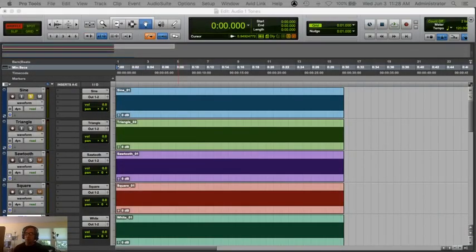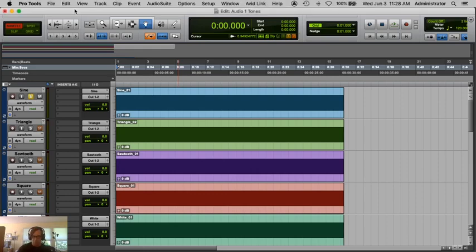So I've got Pro Tools here, and this first thing that we're going to listen to is a sine wave. All right, here we go. Oh, sorry. Here we go. Sine wave.